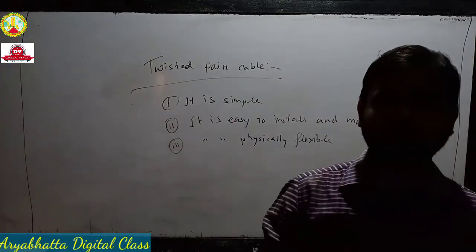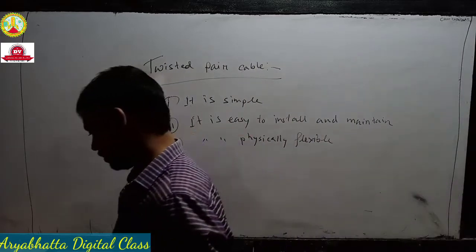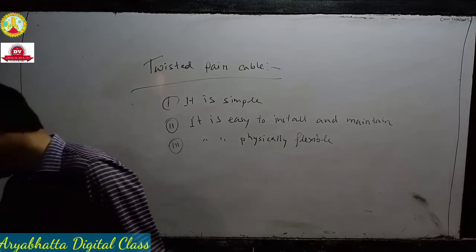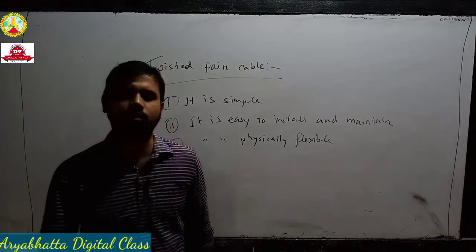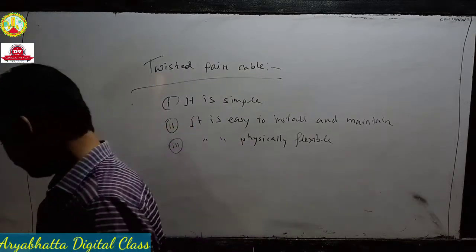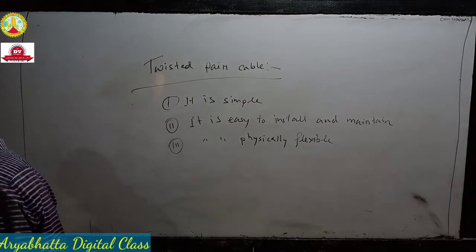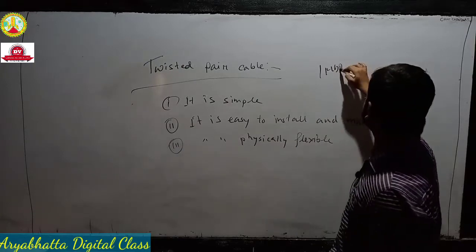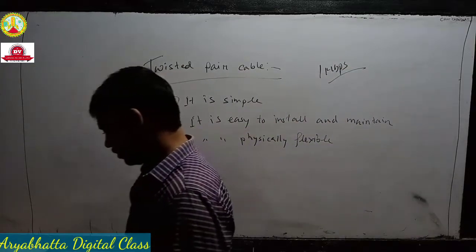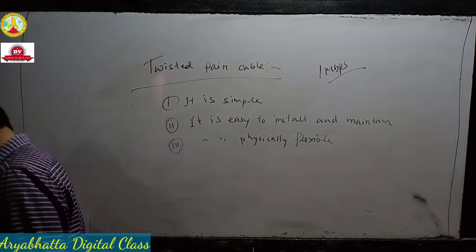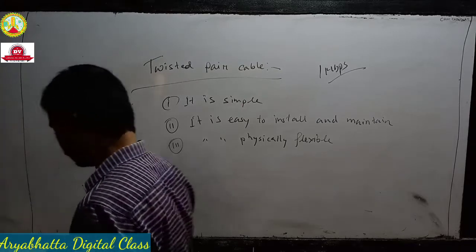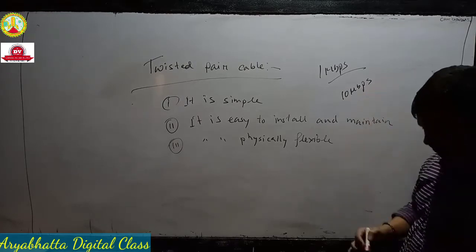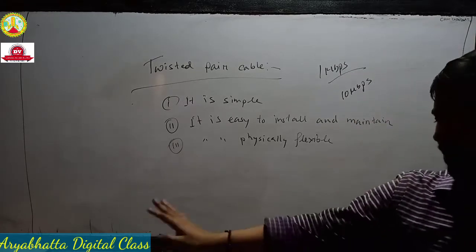Also there are other disadvantages. It has low bandwidth capability, so it is unsuitable for broadband connection. Also, it has low speed. The speed rate is only 1 Mbps without conditioning and 10 Mbps with conditioning. That is the concept, and the diagram is also provided in the book.